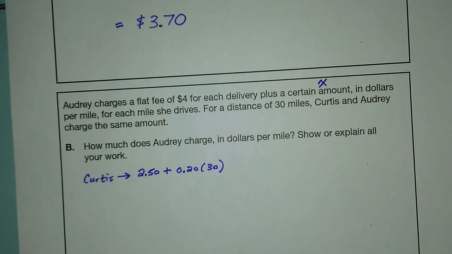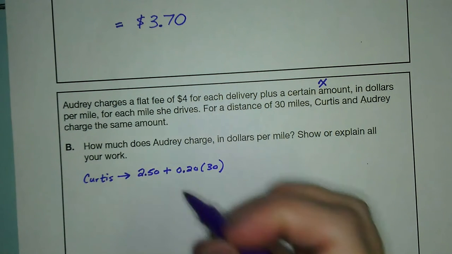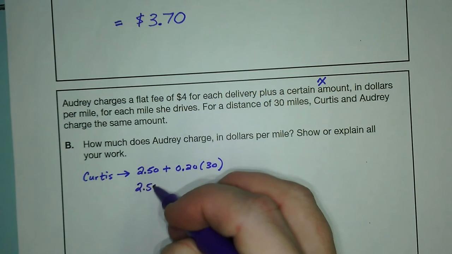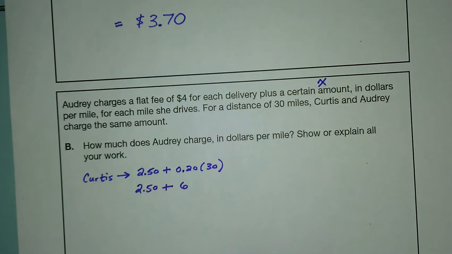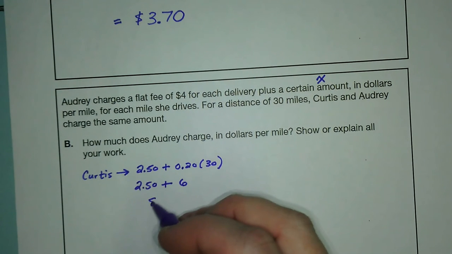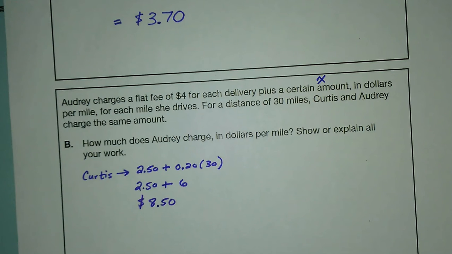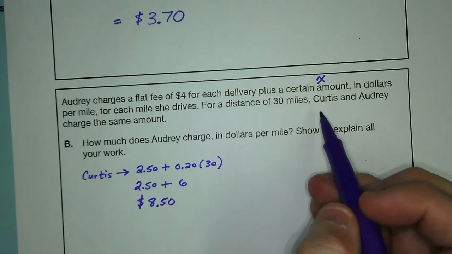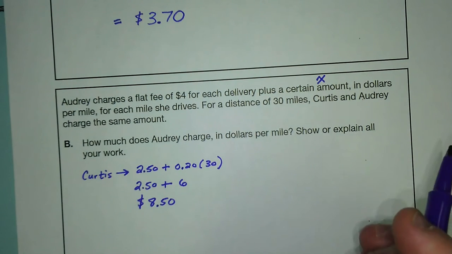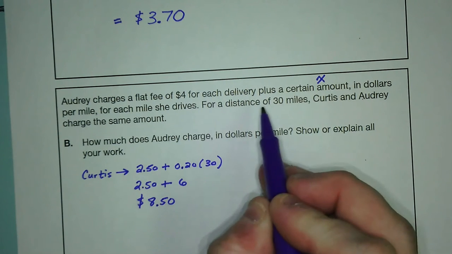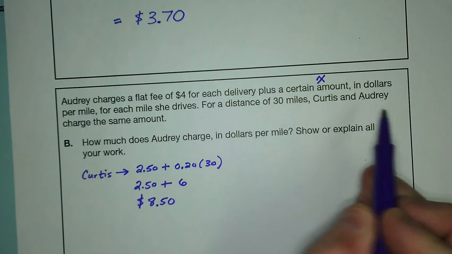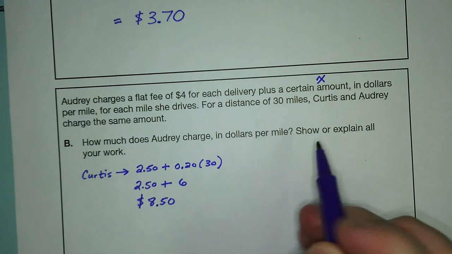But let's just check my calculator. Again, do not ever assume that your mental math is right. So that gets me 6. So Curtis would charge $8.50 to go 30 miles. That means that Audrey charges the same amount. See, again, for a distance of 30 miles, Curtis and Audrey charge the same amount.